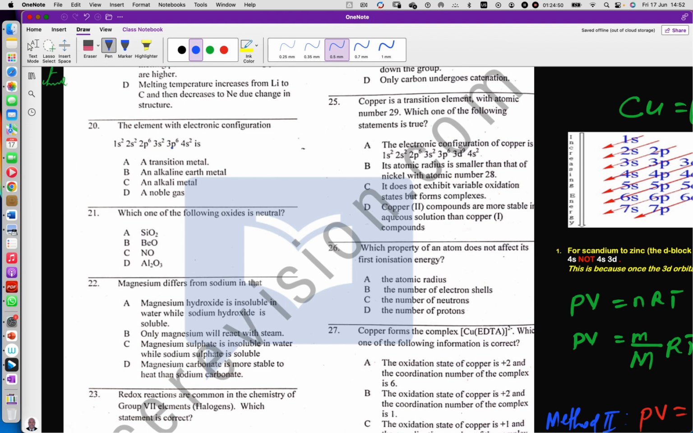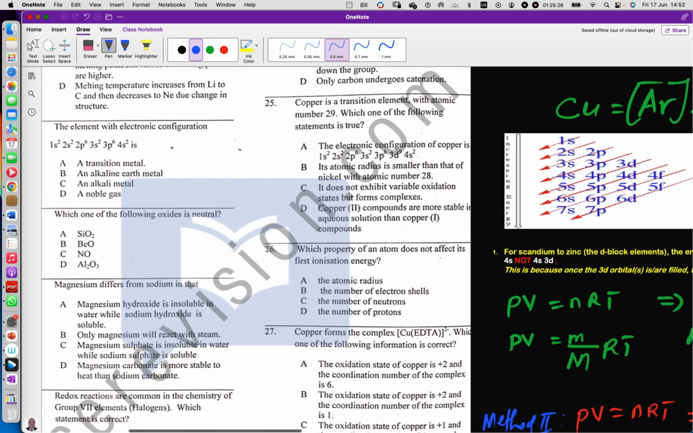It does not exhibit variable oxidation state. Transition metals exhibit it, that's one of their characteristics. So it exhibits it. So that answer is wrong. Are copper 2 compounds more stable than copper 1? No. So the only answer for 25 is B. The atomic radius of copper, which is 29, is smaller than that of nickel, which is 28. So B is the right answer.